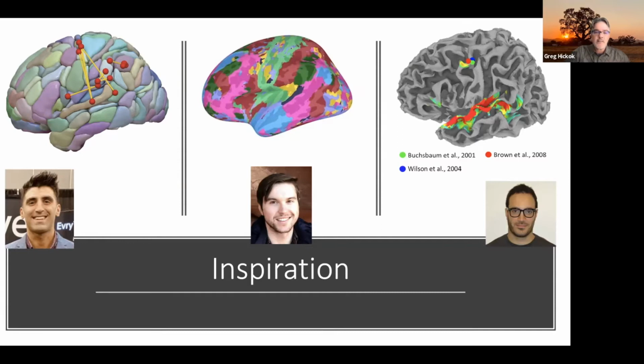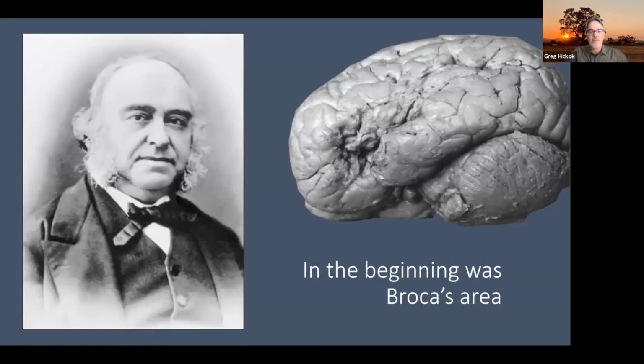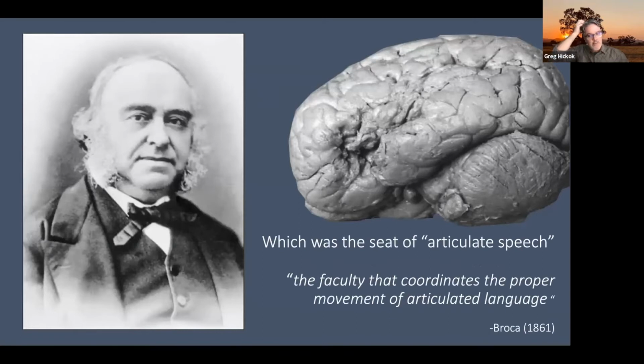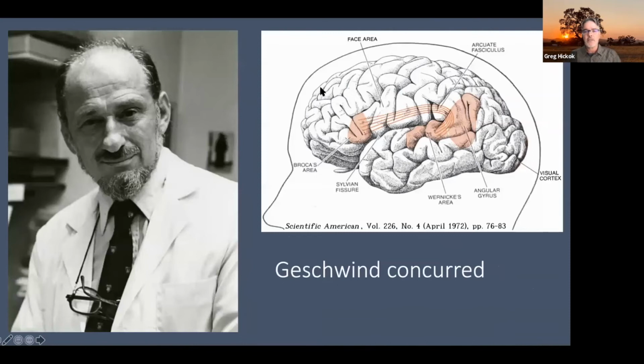As always, I like to start in the beginning. So as you know, in the beginning was Broca's area, which according to Broca was the seat of articulate speech. And he was clear about what he meant there, which is that it's the faculty to coordinate the proper movement of articulated language. So a relatively low-level ability here. That was Broca's idea. Geschwind concurred.